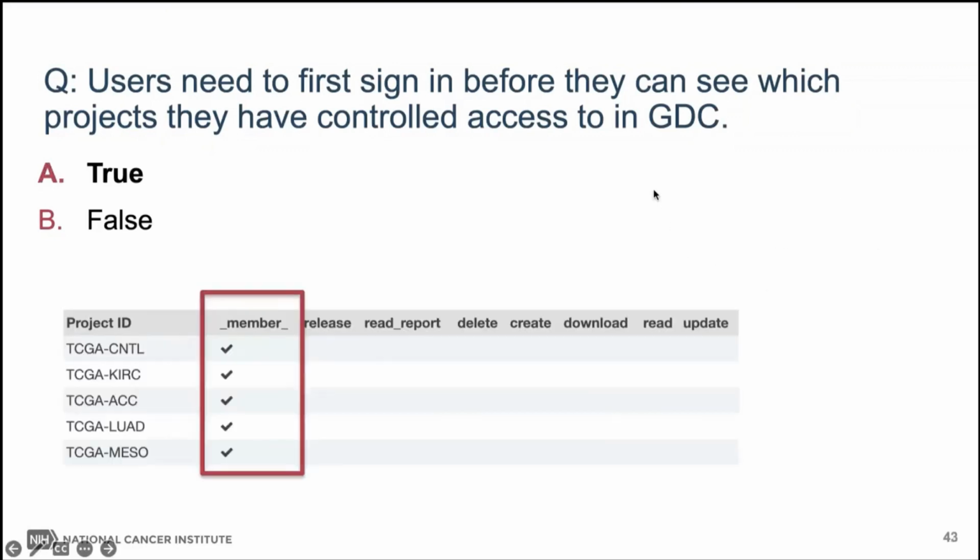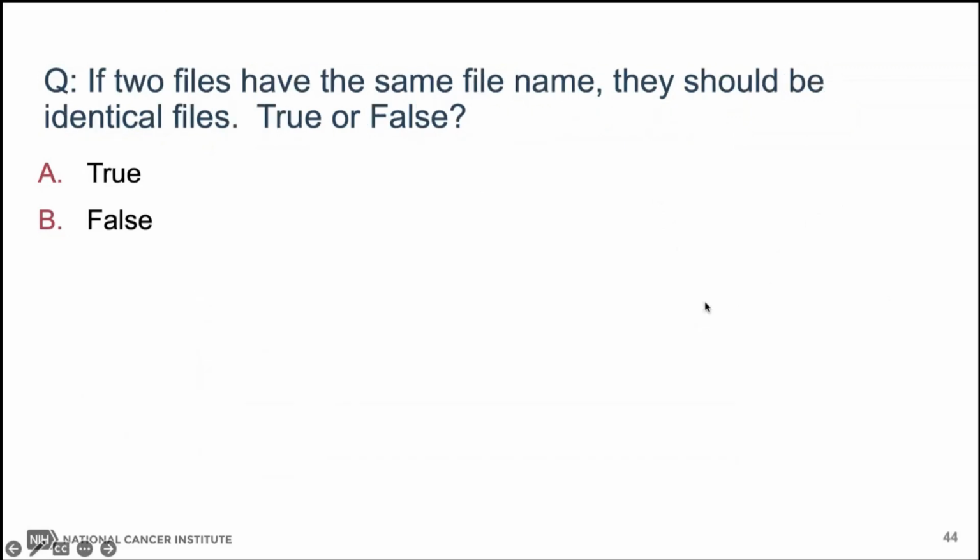All right, the answer is true. In order to see which projects you have controlled access to, it does need your sign-in information, and that's how it's determined. Next question.